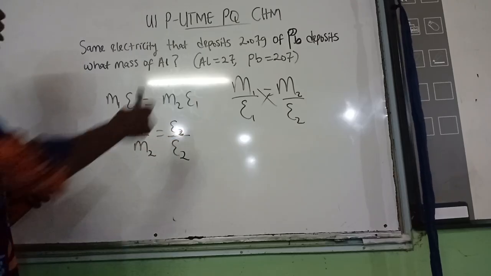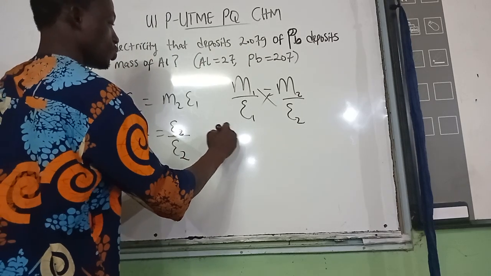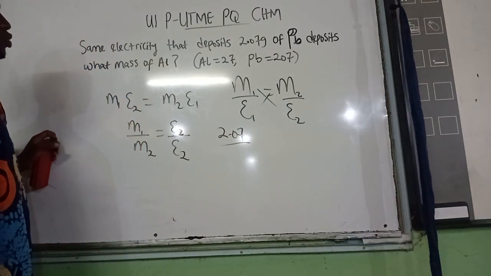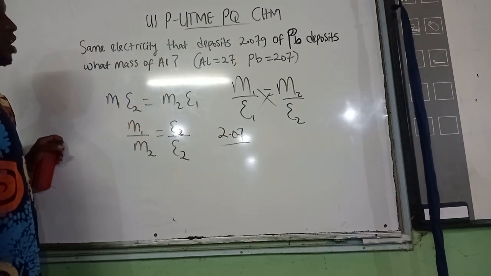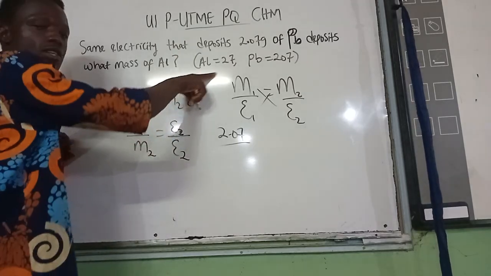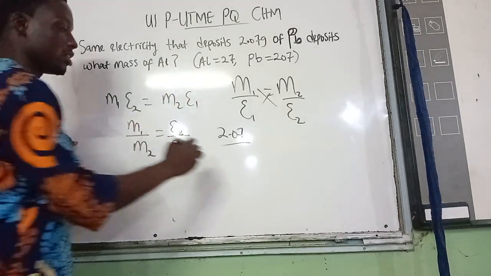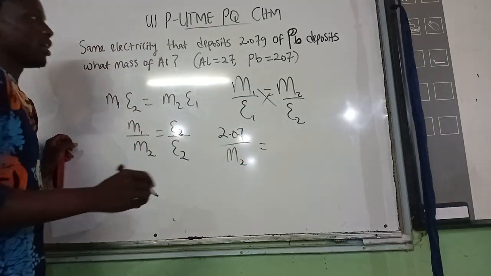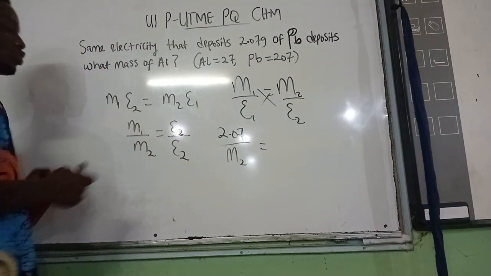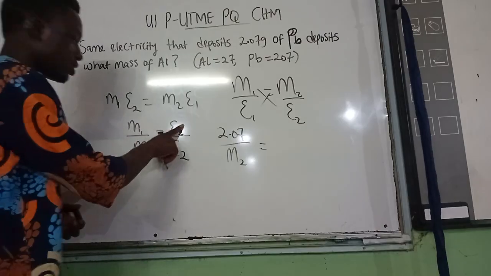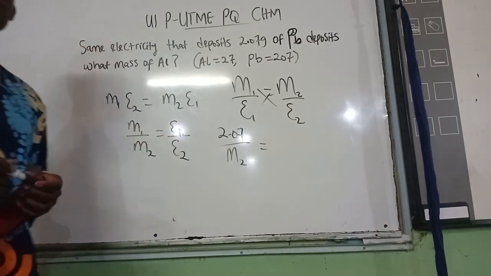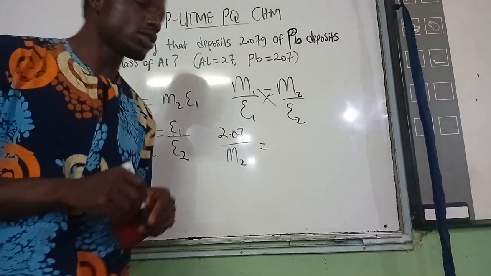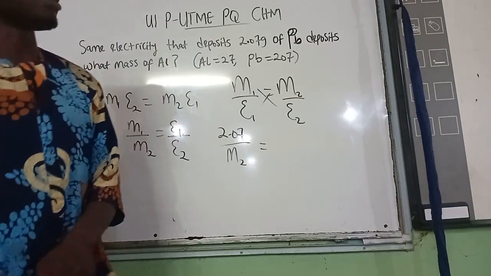What's our M1? Let's say that's that of lead: 2.07, over M2. We don't have the mass of aluminium, M2. That's what we have to find. Equals E1 over E2. Electrochemical equivalent is equal to atomic weight or molecular weight divided by valency.